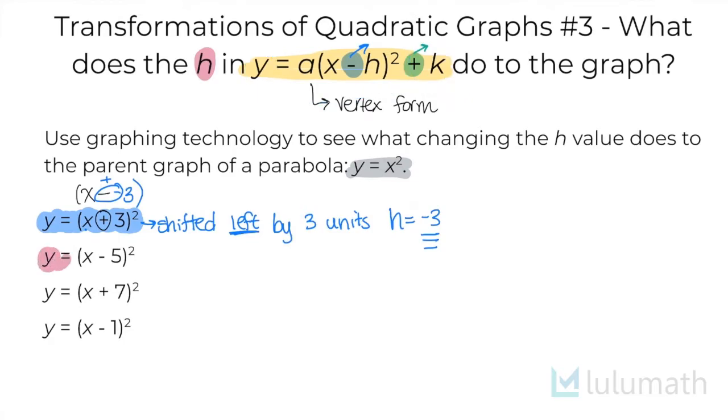So let's take a look and see, well, what happens if we have y equals x minus 5 quantity squared instead?